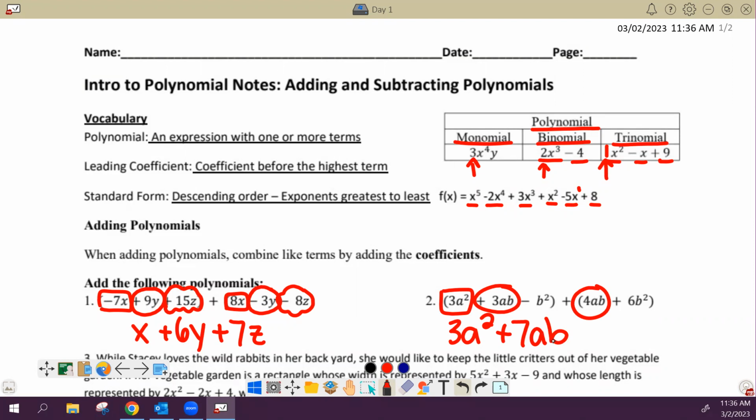And the last two, I have negative b squared and 6b squared. We can put a little 1 here. And they are like terms. So negative 1 plus 6 is 5. So 5b squared. Remember when we combine them, the letter part doesn't change. So notice that stayed a squared and ab and b squared. We're just combining the coefficients.